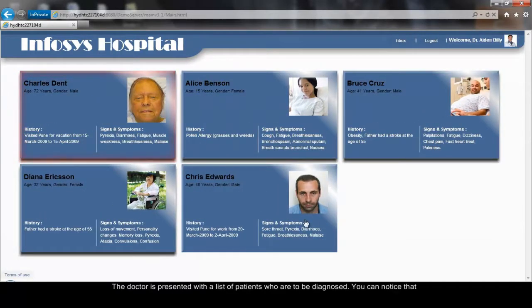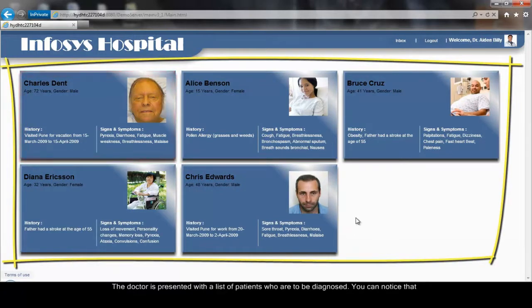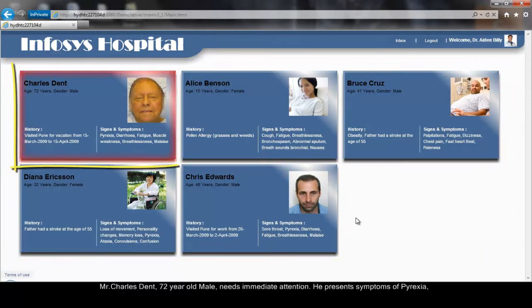The doctor is presented with a list of patients who are to be diagnosed. You can notice that Mr. Charles Dent, 72-year-old male, needs attention. He presents symptoms of pyrexia, diarrhea, fatigue, muscle weakness, breathlessness, and in his history, it appears that he had traveled to Pune in India within a certain time frame.